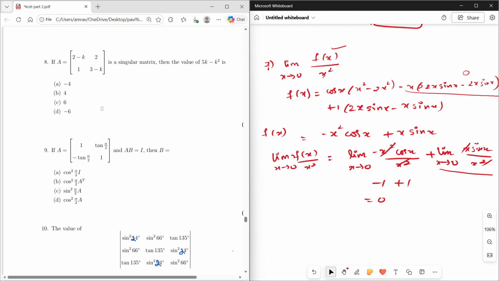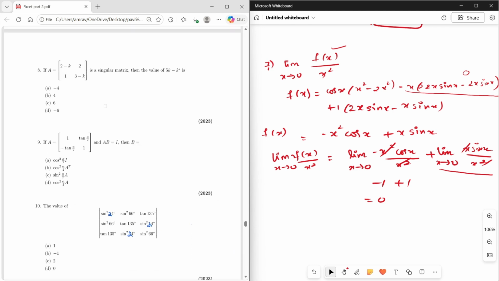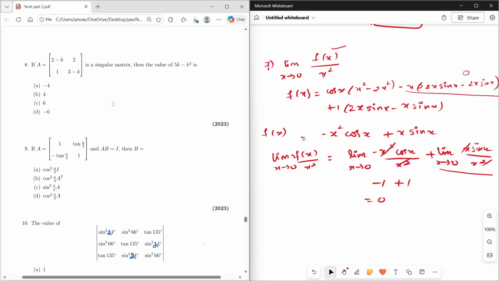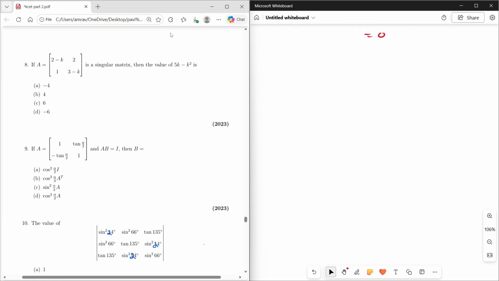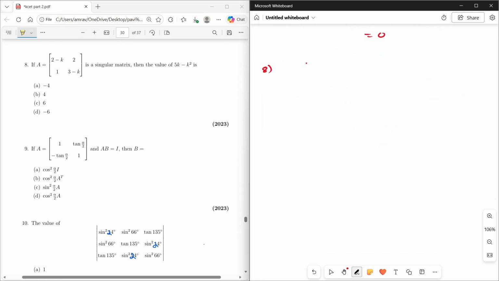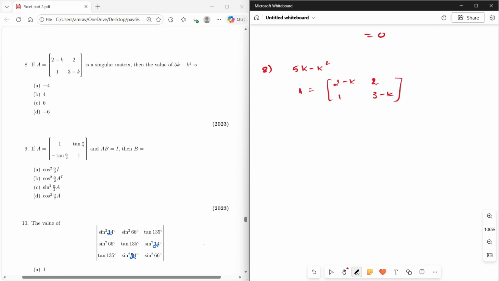So the next question from the year 2023, eighth question here. They're asking you to find the value of 5k minus k square, where A is a 2 cross 2 matrix. Okay, so A is equal to [2 minus k, 2; 1, 3 minus k]. They told that this is a singular matrix. Then what is the meaning of singular matrix? Determinant A is equal to 0.